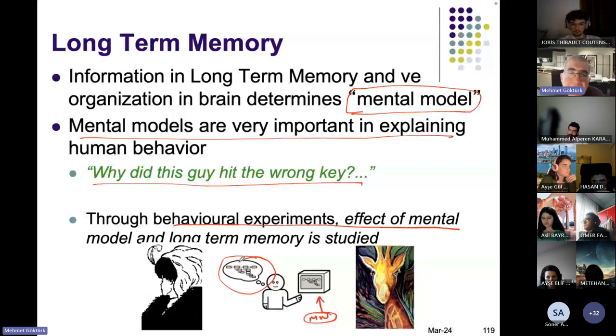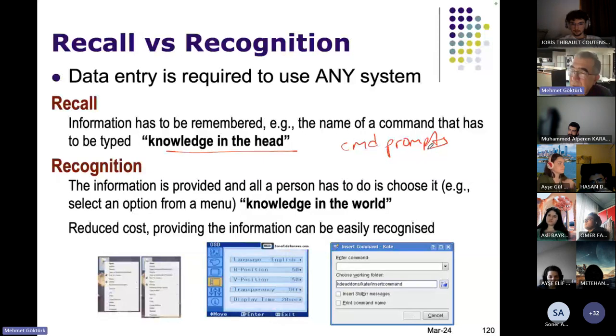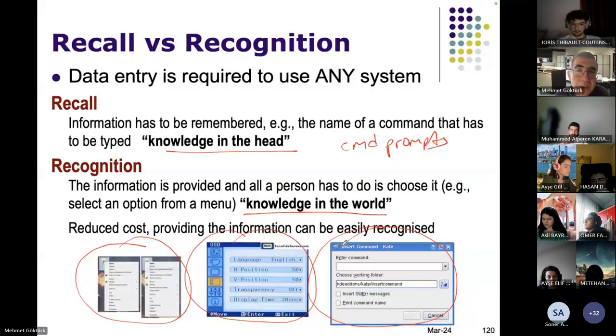When something is given to you, it is easier to choose between options. Otherwise, you have to remember. When you have to remember, it's more difficult. Remembering is associated with long-term memory. So we say knowledge in the head, such as command prompts. If the knowledge is presented, it is called knowledge in the world. It is Jakob Nielsen's terminology. So any kind of menu in the restaurant, menu too, is knowledge in the world. So you choose. You don't have to remember. Therefore, it is easy.